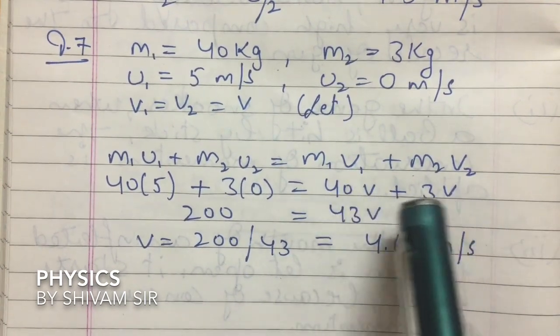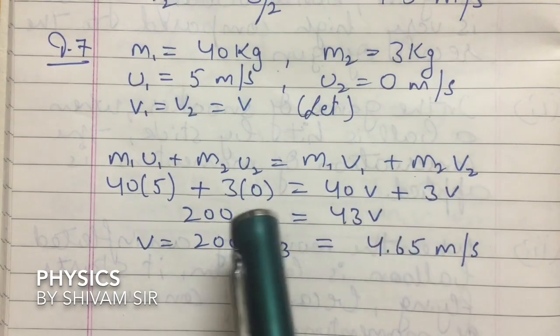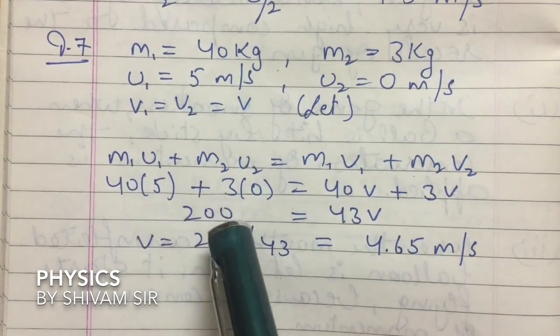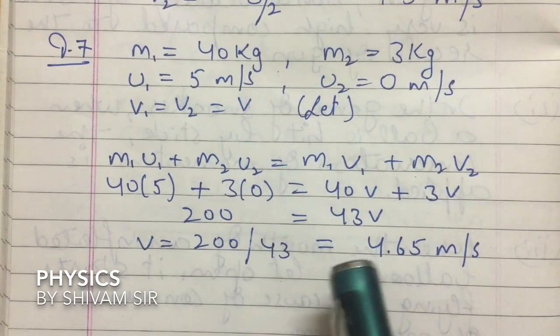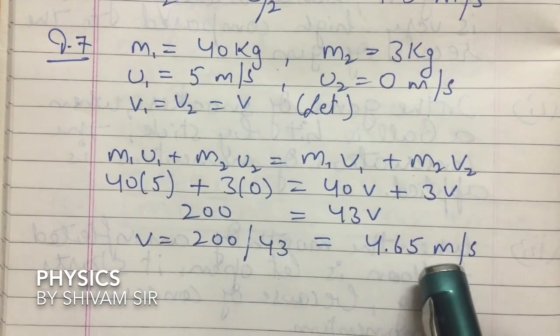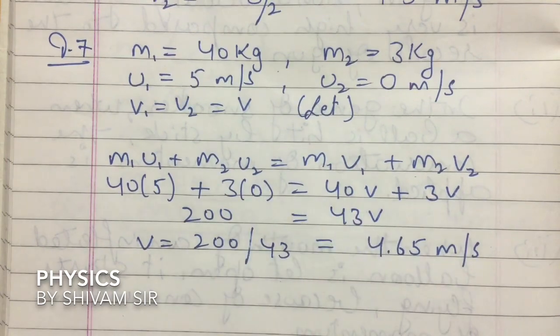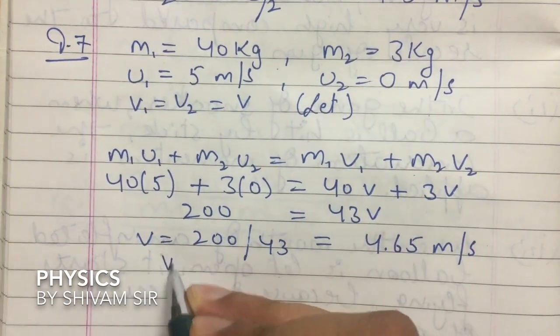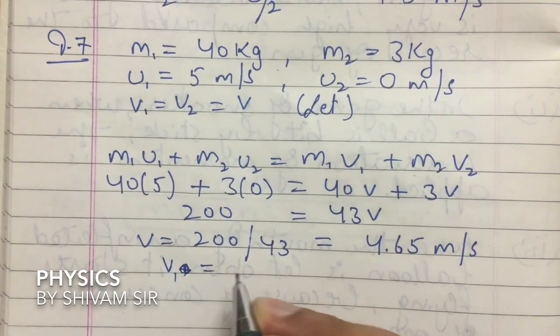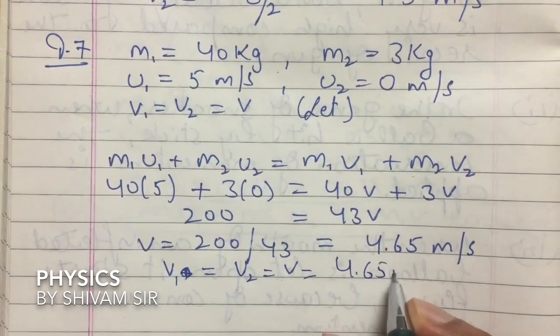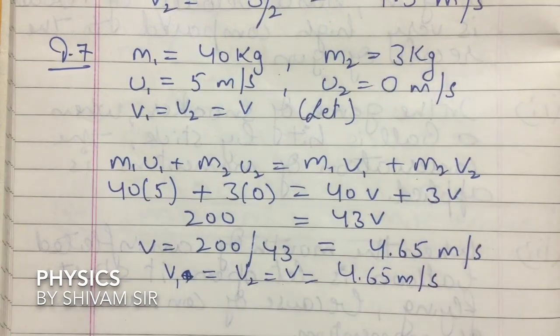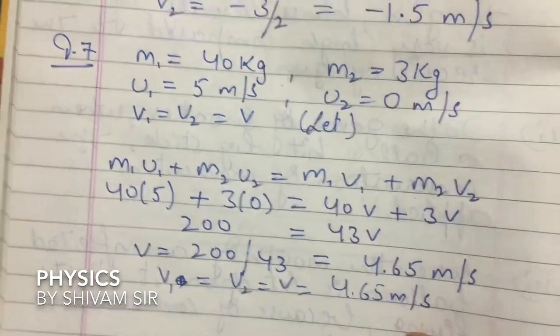So 40v plus 3v is equal to 43v. The left side will be 40 multiplied by 5 is 200, plus 3 multiplied by 0 is 0. So 200 upon 43 will be v, which is 4.65 meter per second. So v1 is equal to v2 is equal to v is equal to 4.65 meter per second. Both of them will move with a velocity of 4.65 meter per second.